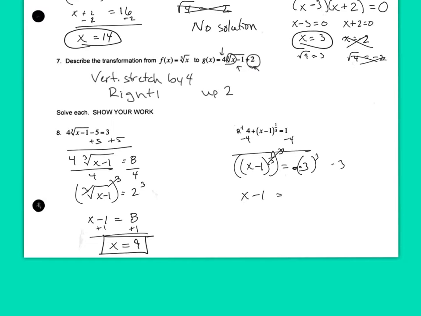Now we have negative 3 times negative 3 times negative 3. Or put it in the calculator. We get negative 27 over there. And when you add 1, negative 26 is the answer there.